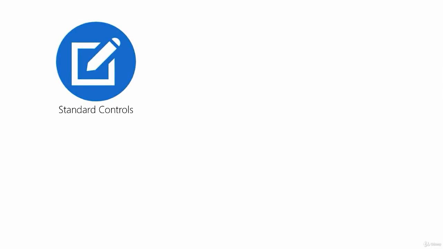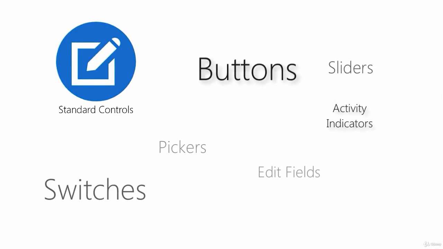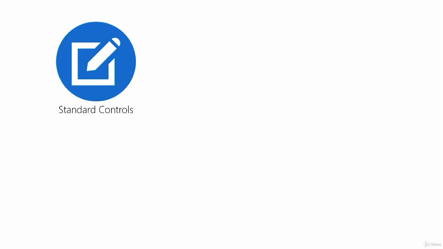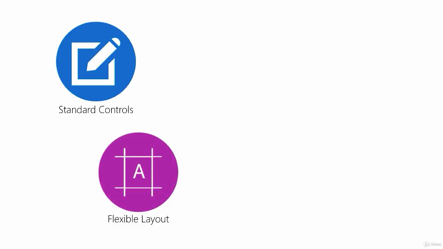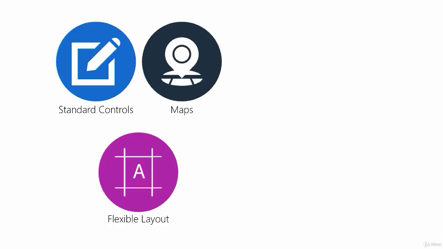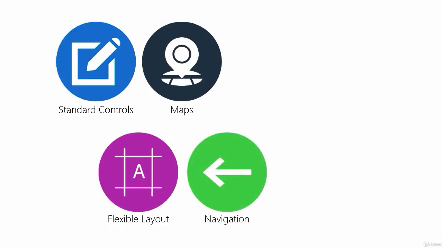Xamarin Forms provides support to build fully interactive user interfaces by including support for a standard set of controls, things that you're used to, such as buttons, edit fields, labels, pickers, sliders, and even scrolling lists. It also has a flexible layout system, which lets you position elements on the screen in an adaptive fashion so your UI resizes based on the device that it's running on. Where the platform supports it, Xamarin Forms includes support for basic maps. It also has several navigation patterns, including master detail, stack navigation, tab navigation, and page style navigation.